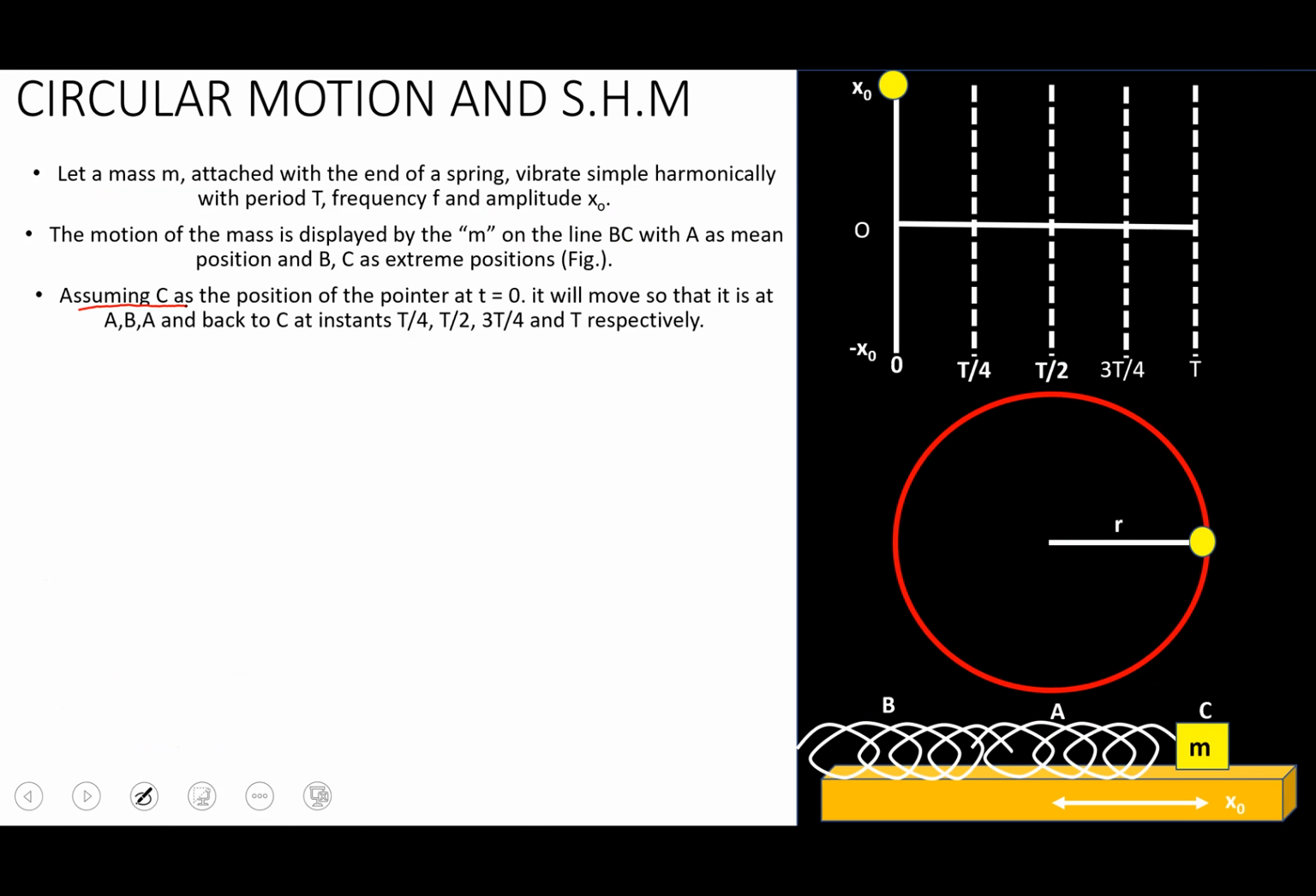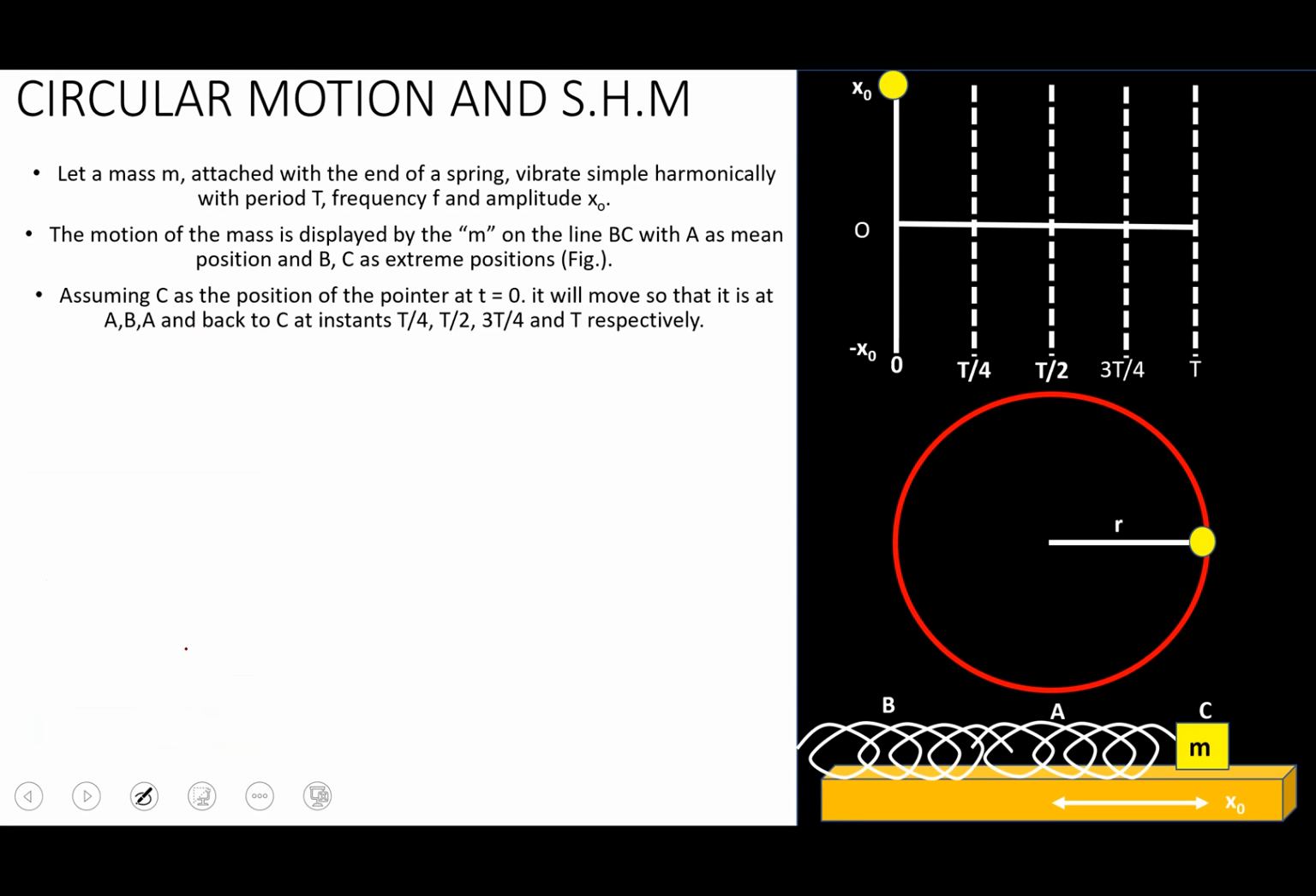Assuming C as the point of the pointer at t equal to 0, it will move so that it is at A, B, A and back to C at instants T by 4, T by 2, 3T by 4 and T respectively. Now for this we have the graph, which extends on the x-axis representing the time period T, and on the y-axis representing the amplitude x0 to x, in other words the displacement from the mean position.